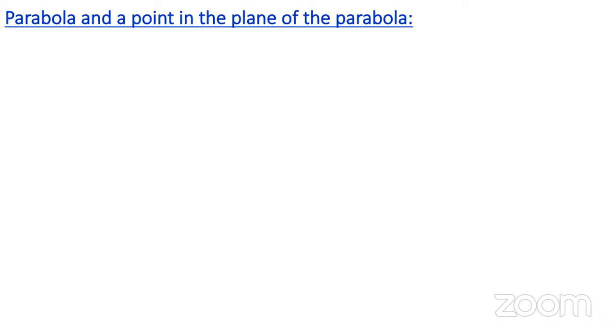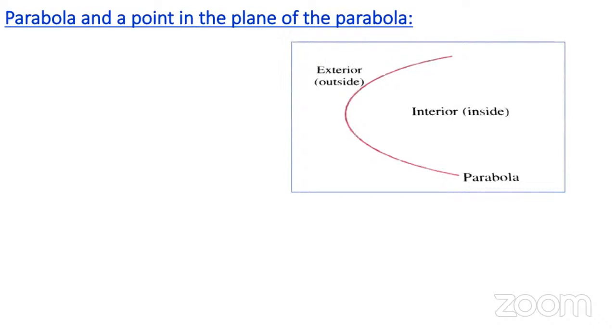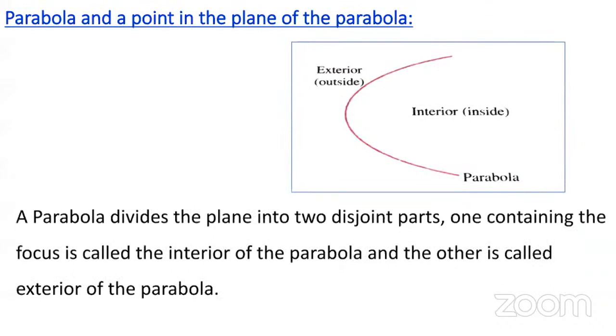Here, a parabola also divides the plane into the same two types, interior and exterior. So which is interior, which is exterior? This is an open curve. The side which contains the focus is called the interior part, and the other one is the exterior. See here, these are the exterior and interior sides, and the red line of the parabola is the curve itself. So a parabola divides the plane into two disjoint parts.